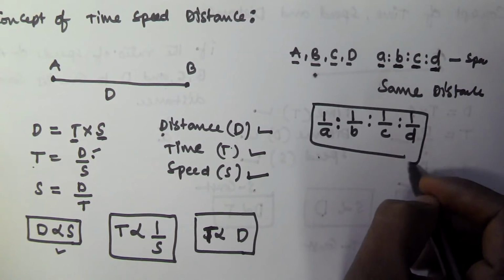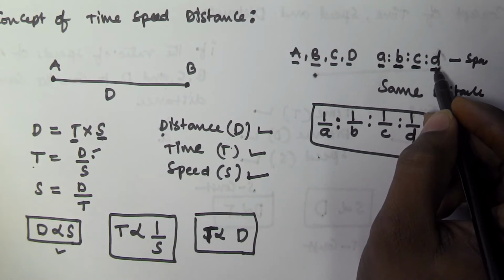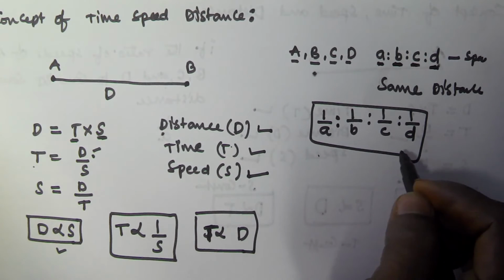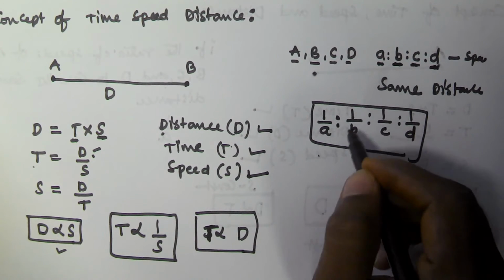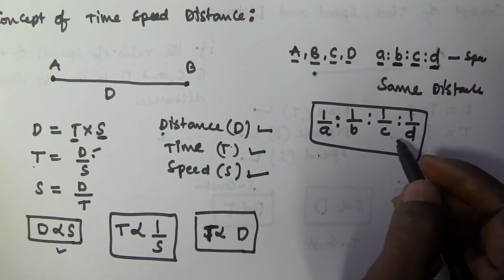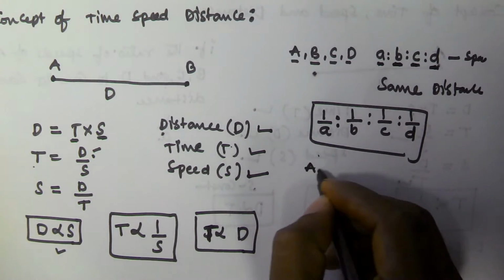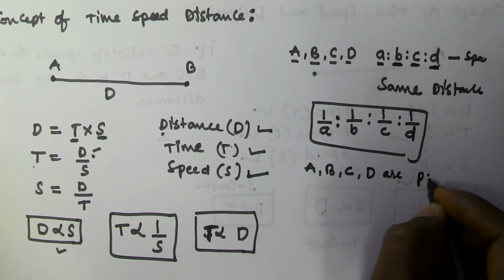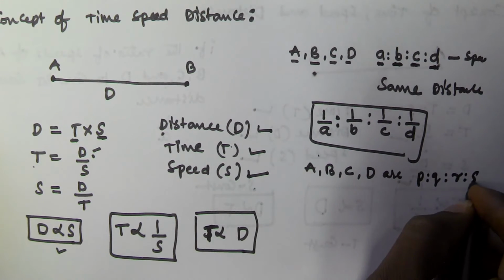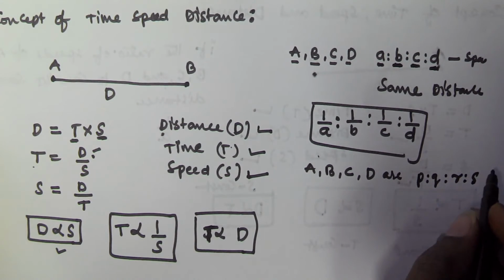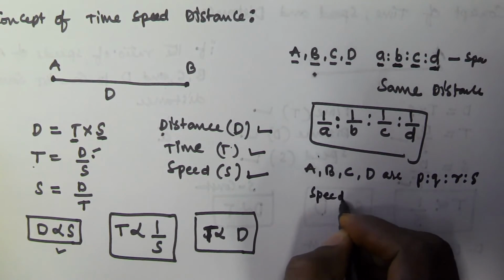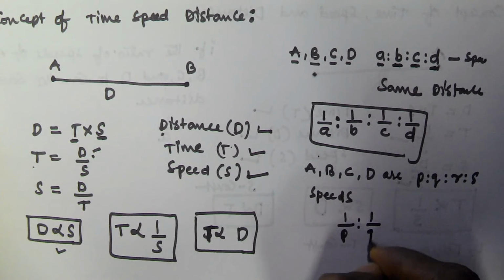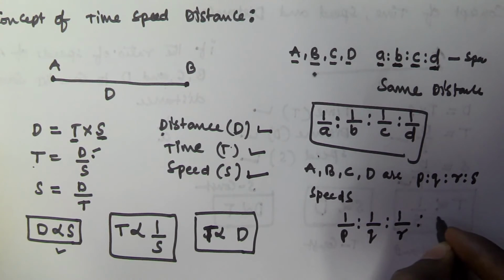So if these are the speeds of A, B, C and D to cover a constant distance, then the time ratios of A, B, C, D to cover that distance is 1 by A, 1 by B, 1 by C, 1 by D. And if the times taken by A, B, C and D are in the ratio P, Q, R and S, then the ratio of their speeds to cover the same distance will be 1 by P colon 1 by Q colon 1 by R colon 1 by S.